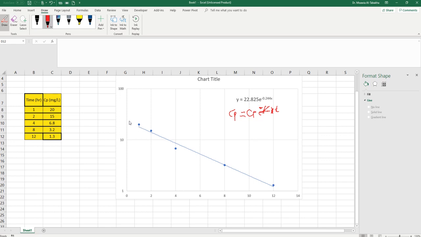and 22.825 is what you will read if you extrapolate this line here. And your slope, this is not a straight line equation. It can be a straight line equation if you take ln of both sides, ln this side and ln this side. So we have ln y equals ln 22.825 minus 0.244 times x. Now, what is this one? This is the intercept. And what is this one? This is the slope. It is very similar to what we have done.